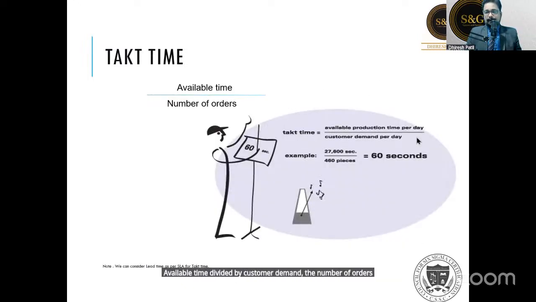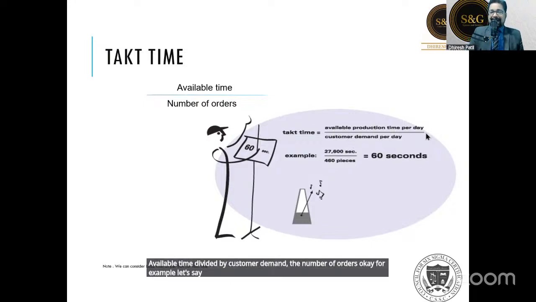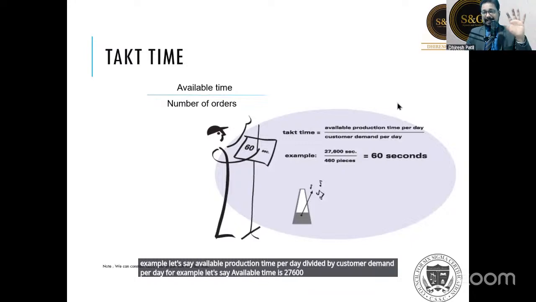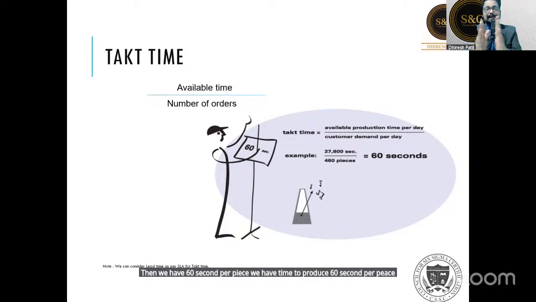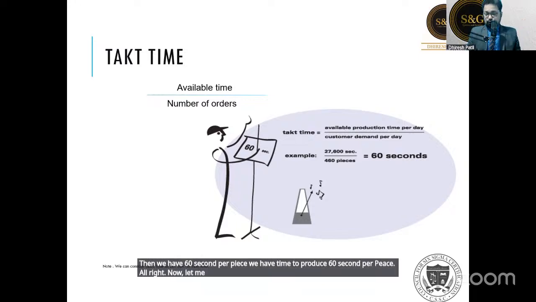For example, let's say available production time per day divided by customer demand per day. Let's say available time is 27,600 seconds and the customer requires 460 pieces in that time. Then we have 60 seconds per piece. We have time to produce 60 seconds per piece. All right. Now, let me explain this concept. Available time divided by customer demand. Let's take the simple example of the pizza case.